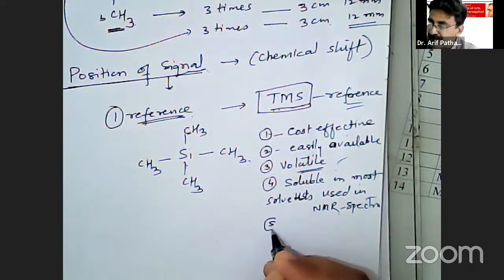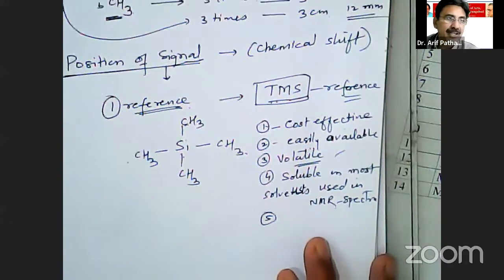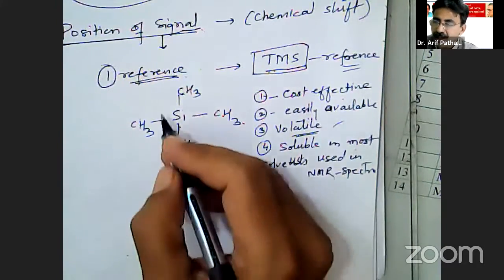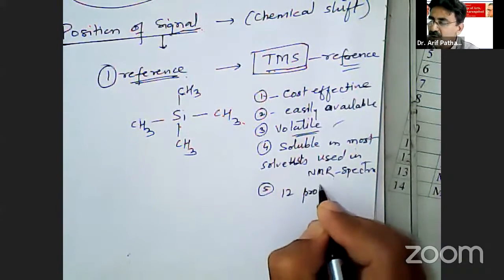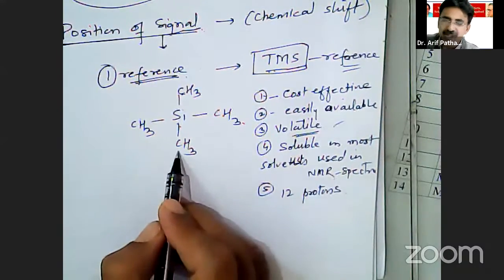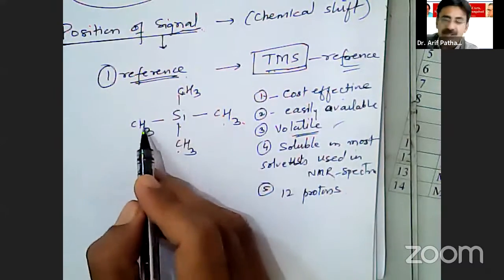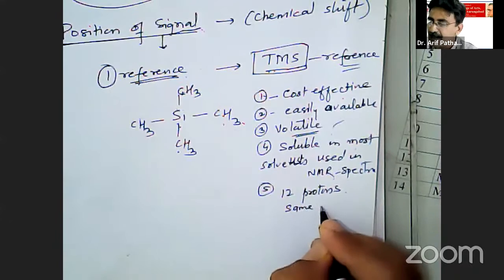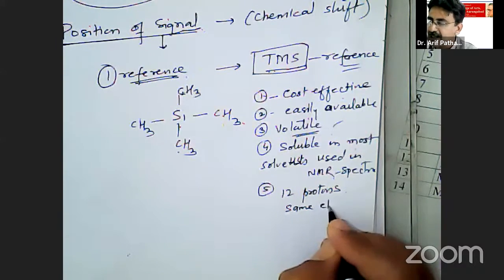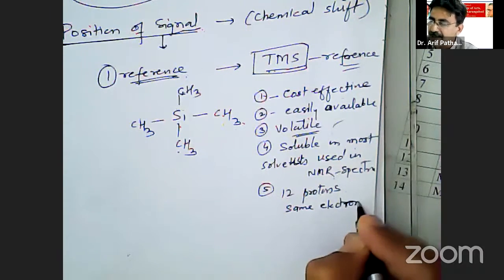Number 5, the fifth point is that all these 12 protons of CH3, they are identical, isn't it? They have the same electronic environment.